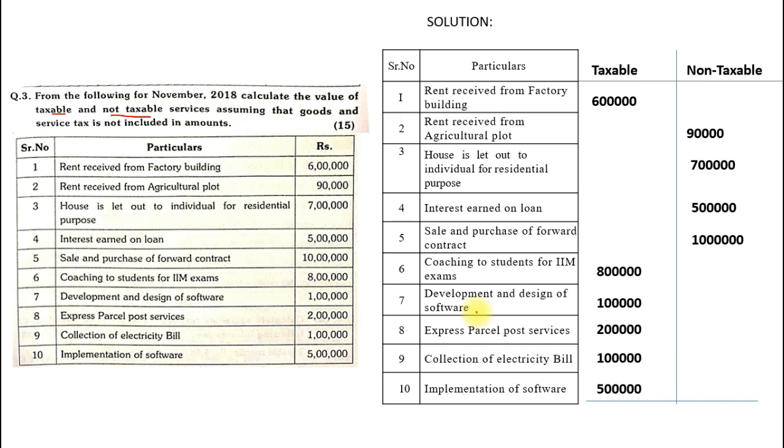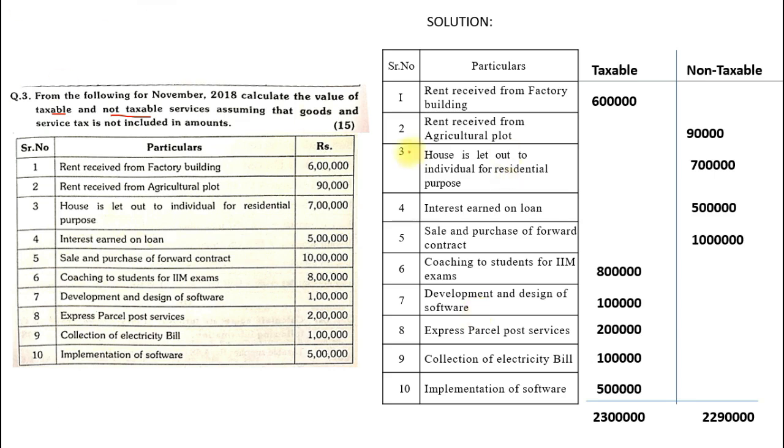That's it. After noting taxable, non-taxable, you just have to remove the totals. So total will be 23 lakhs on the taxable, 22 lakh 90,000 on the non-taxable side. This is it. This is 15 marks. Very simple. You just have to note down those values and get those values. And they haven't told you anything related to tax.